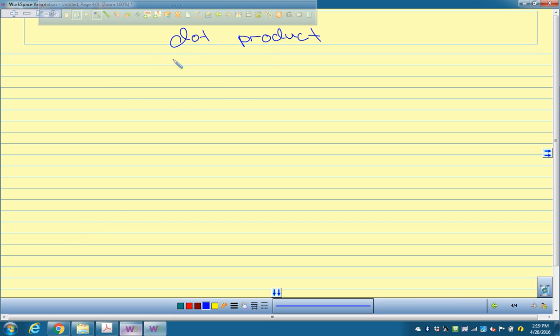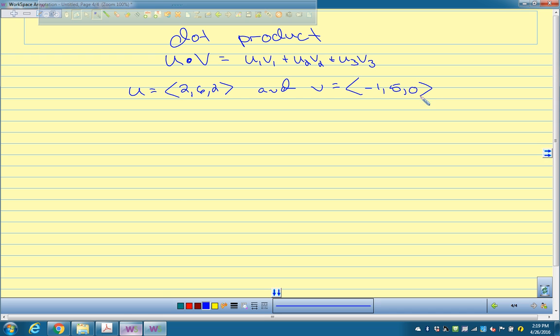So the dot product of u dot v is equal to u1 times v1 plus u2 times v2 plus u3 times v3. And then say I have 2 vectors. U equals (2, 6, 2) and B equals (-1, 5, 0). Okay.